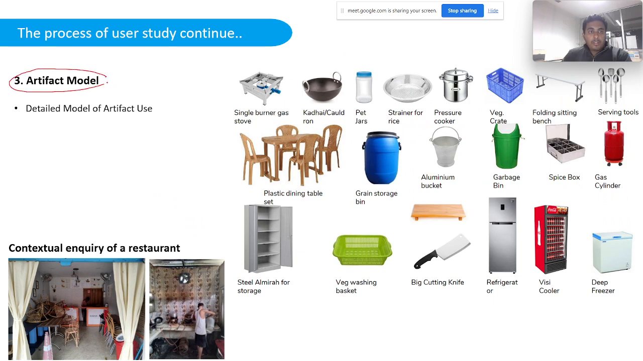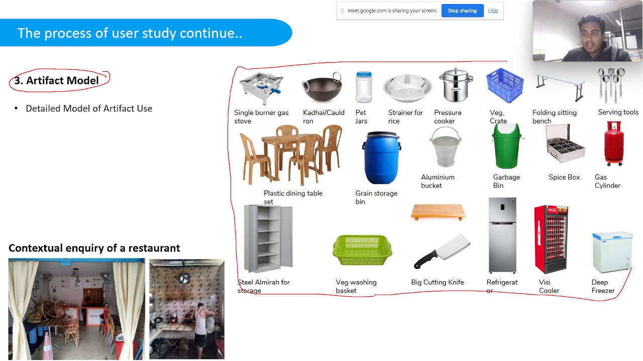Next is the artifact model. The artifact model describes all sorts of tools and techniques that are used in this particular scenario, and this gives you an estimation of how the stakeholder performs a particular task. So what sort of products, techniques and tools they are using, and if there are issues with these, then those also can be rectified in the design process.